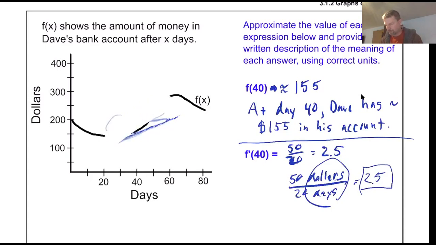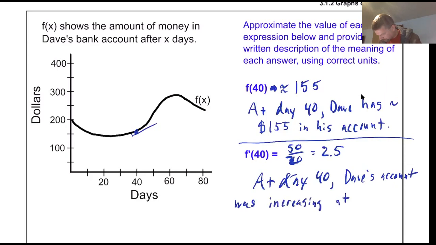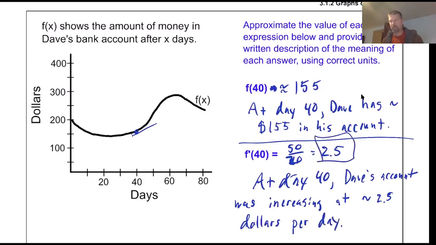We can look on the graph and see he is gaining money, right? At this point, his bank account was definitely increasing. How quickly was it increasing? By about $2.5 per day. So the meaning would be: at day 40, Dave's account was increasing at about $2.5 per day. That 2.5 is a measurement of change, its slope. In this case, dollars per day.